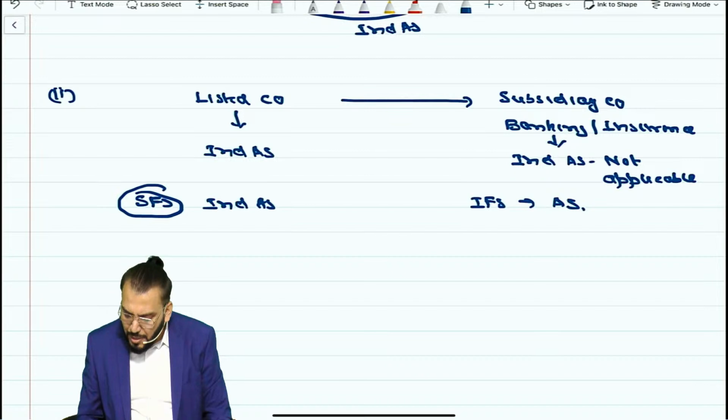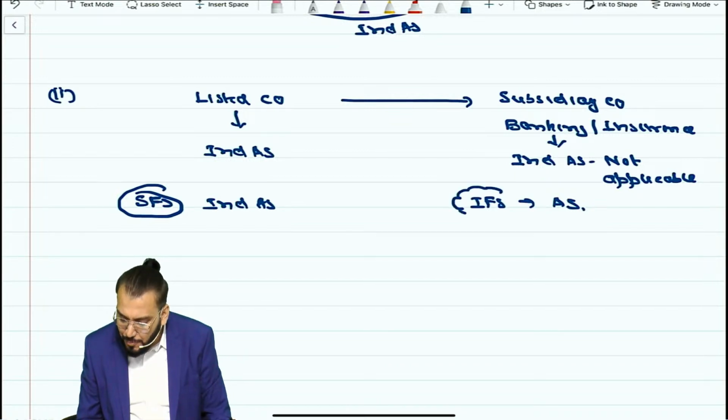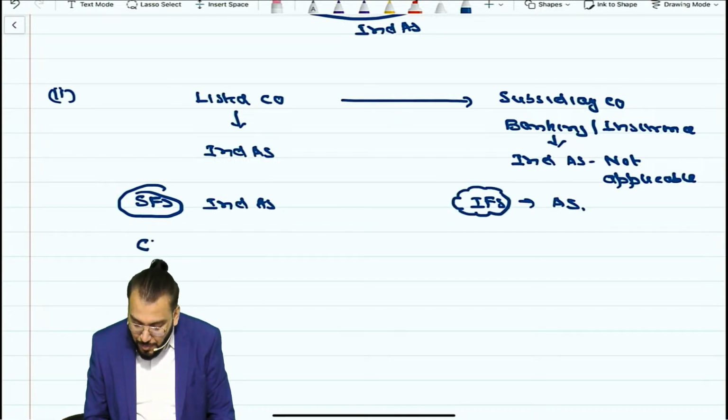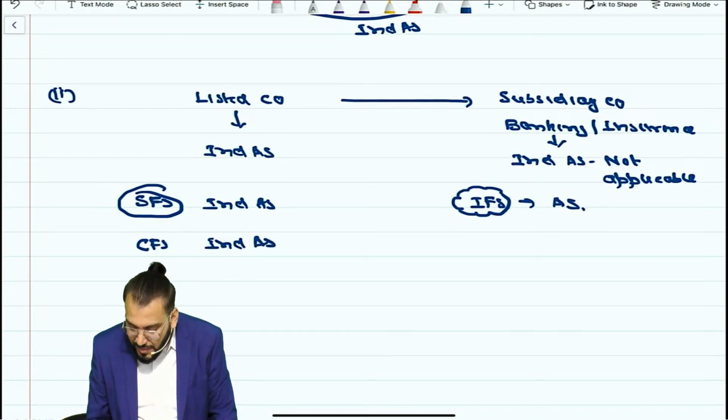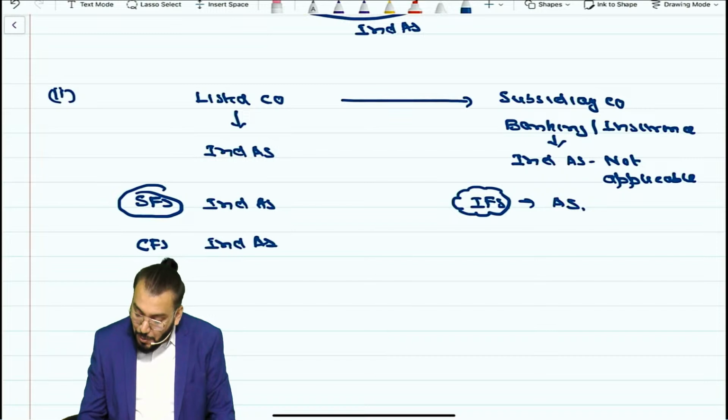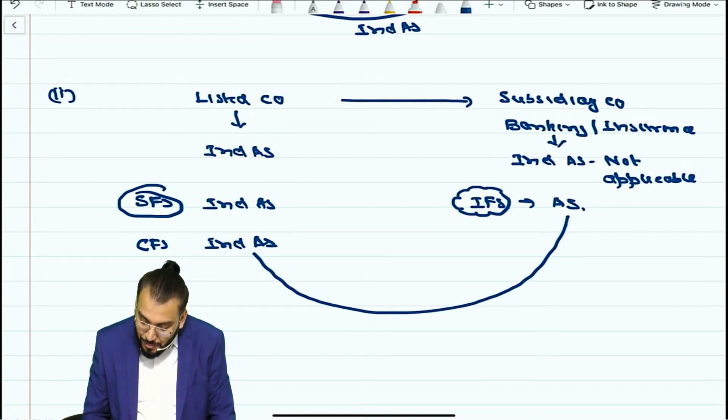Correct? So they are preparing their own individual financial statement as per AS, but now they will prepare the consolidated financial statement as per Ind AS. So in this case, what will they do? They will provide information now based on Ind AS.